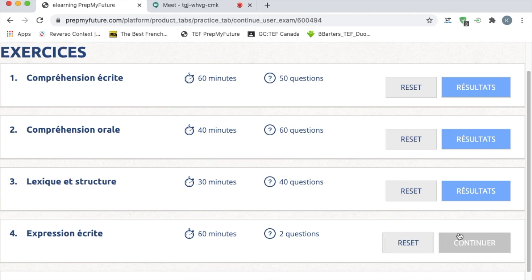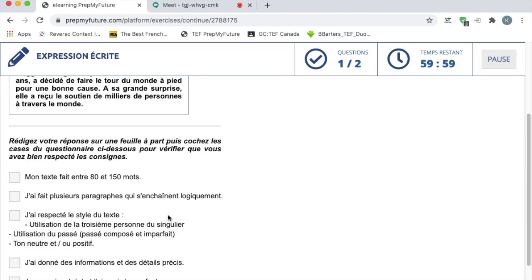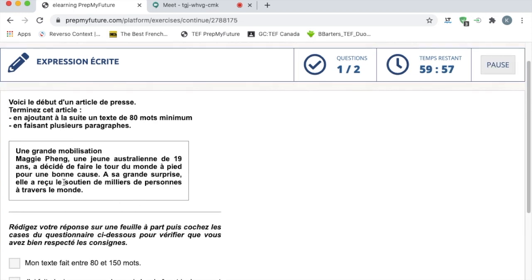Expression écrite, which is pretty difficult, is the written test. The first thing you have is a small article. What is this? It's a newspaper story, right? They'll give you the first two lines of the story, and then you have to imagine and complete the rest of the story. What you need to write is 80 words extra, but usually you should write about 100 to 120. I used to write somewhere between 100 and 120, right?